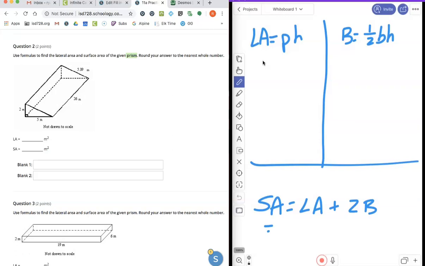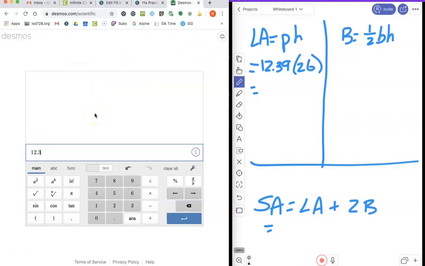So for lateral area, we need the perimeter of the triangle and the height. The perimeter of the triangle is 2 plus 5 plus this side. It's not marked here, but it's up here. So 2 plus 5 plus 5.39 gives us 12.39. We're going to multiply that by the height. Now, that's not the height of the triangle. That's how far the triangles are away from each other, which is 26. So the lateral area, rounding to the nearest whole number, will be 12.39 times 26, which is 322.14. We're going to round that to 322.